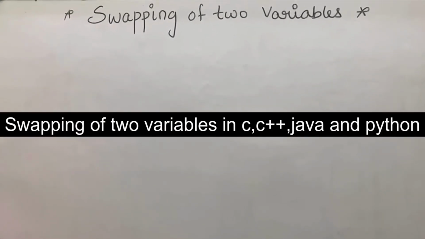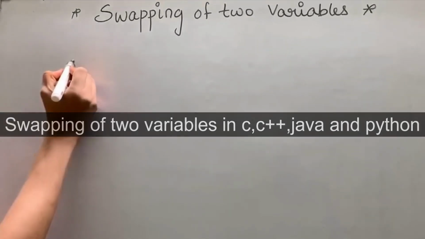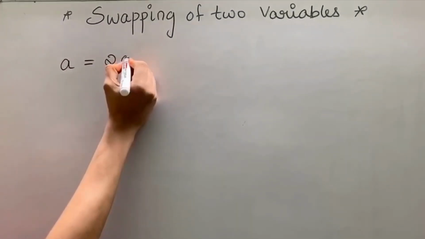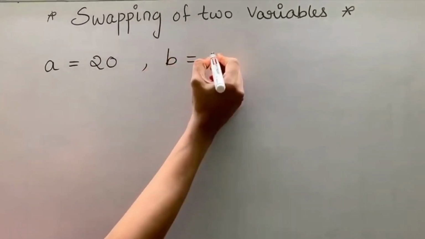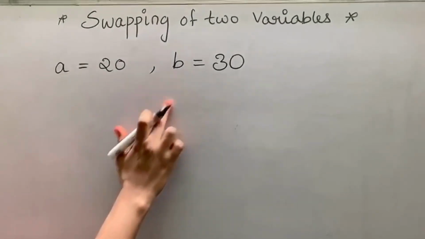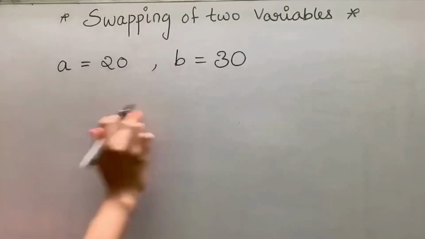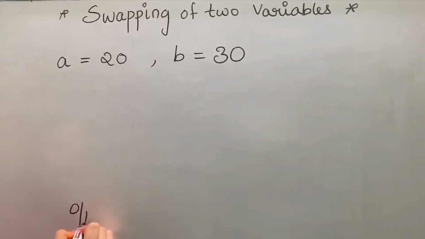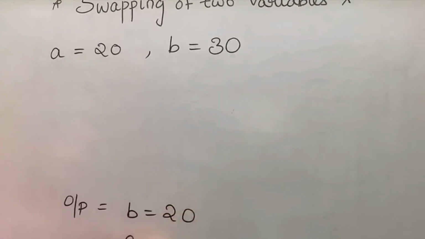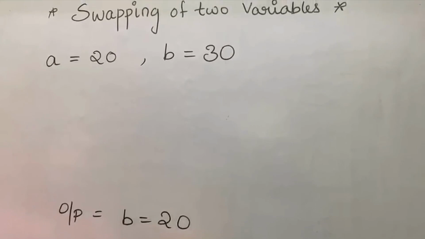I am going to explain swapping of two variables. Suppose we have a is equal to 20 and b is equal to 30. How do we swap the contents of a and b, the different variables? That means the output should be b is equal to 20 and a is equal to 30.